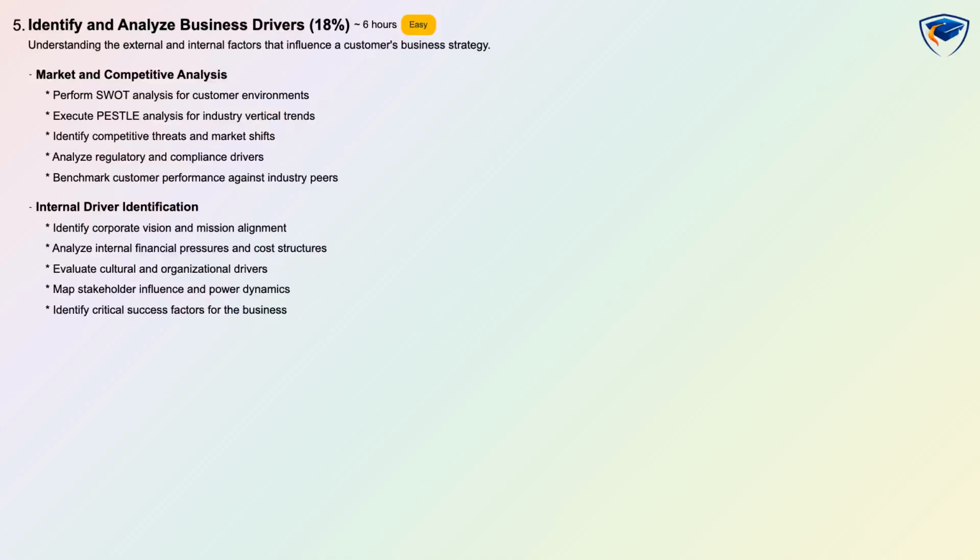The third domain, develop a business roadmap and transformation strategy, accounts for 20% of the exam. This domain focuses on creating a strategic plan that sequences technology investments to drive business transformation. You'll learn how to sequence initiatives based on ROI and urgency, develop multi-year transformation timelines, identify dependencies between technology and business goals, define milestones and success criteria for each phase, and incorporate risk mitigation plans into the strategy.